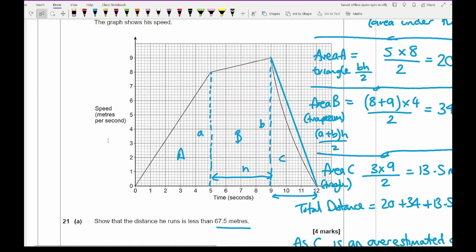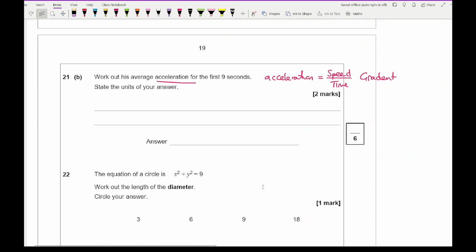So if I go back to my graph, 0 and 9 is here. Then if I draw a line from 0 to 9, I want to work out the gradient of that green line. You can see that it's already a right angle triangle, and so I want the speed, which is 9, over the time travelled, which is 9 seconds. So then it's going to be 9 divided by 9, which equals 1.